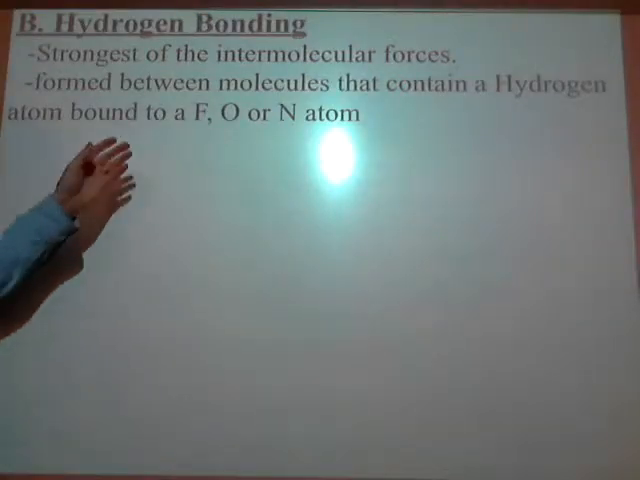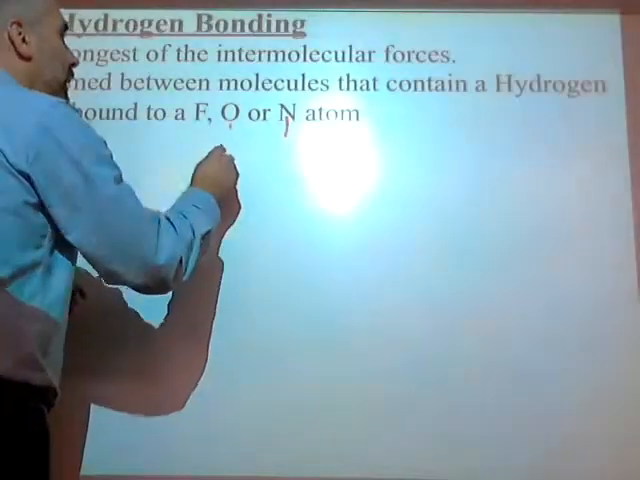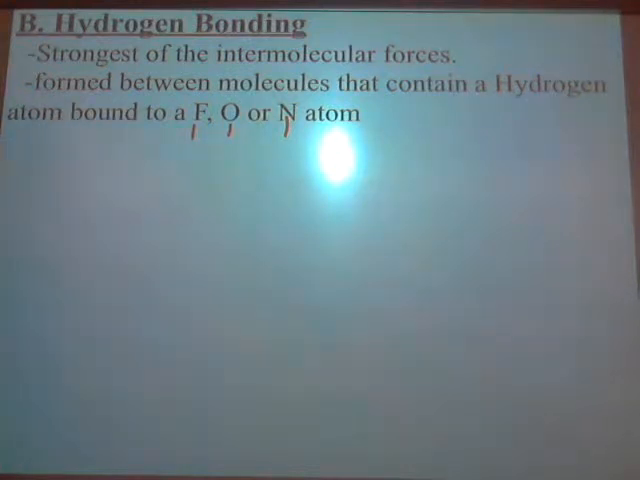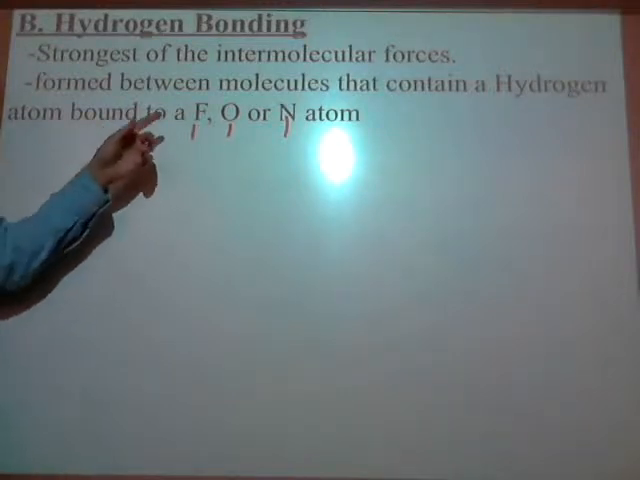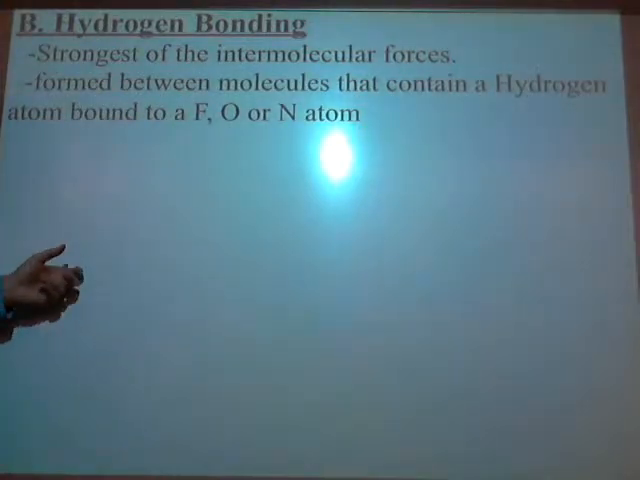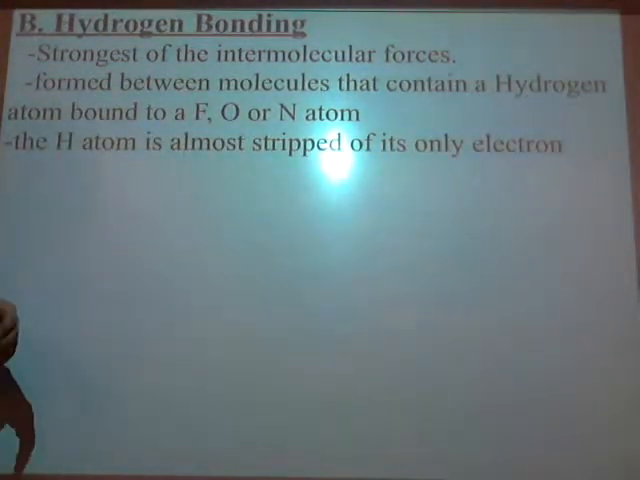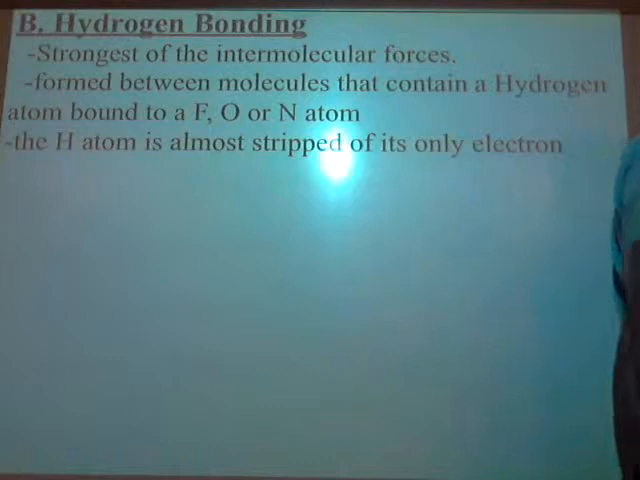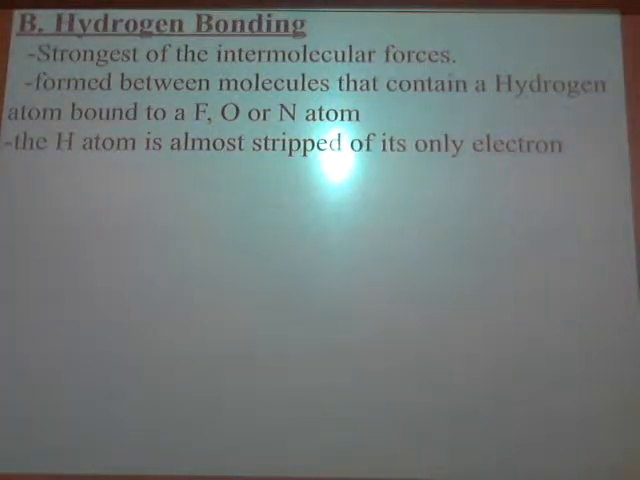So hydrogen, when he gets together with these three, which happen to be the most electronegative elements in the periodic table, fluorine, oxygen, and nitrogen, you'd expect that. They're in the upper right-hand corner. They're really, really strong. When he gets together with those guys, he's almost completely stripped of his only electron. He only has one, and it's almost ripped away.